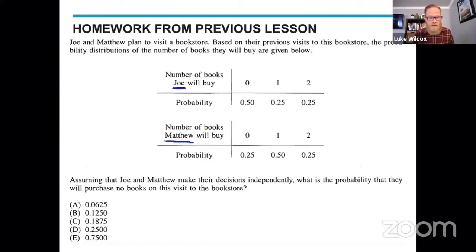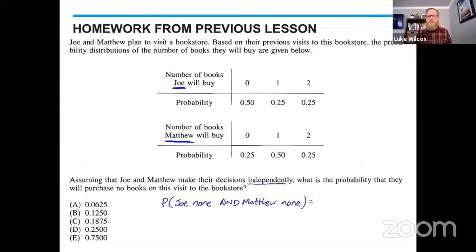So here's what the question says. Assuming that Joe and Matthew make their decisions independently, what is the probability that they will purchase no books on this visit to the bookstore? Okay, let's think about it. If they purchase no books on this visit to the bookstore, that means that Joe is buying no books and Matthew is buying no books. So if I were to use some probability notation here, I would say it's the probability that Joe is going to be purchasing no books and that Matthew is purchasing no books.